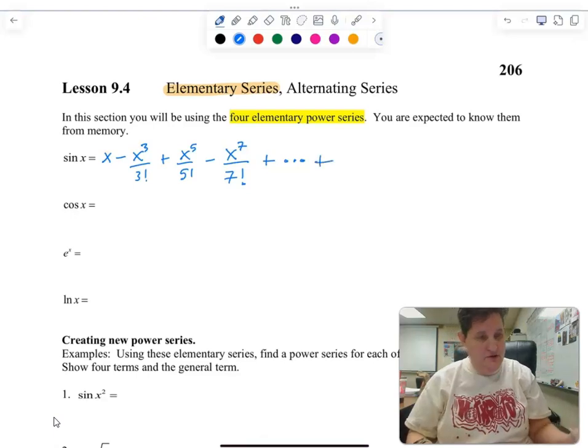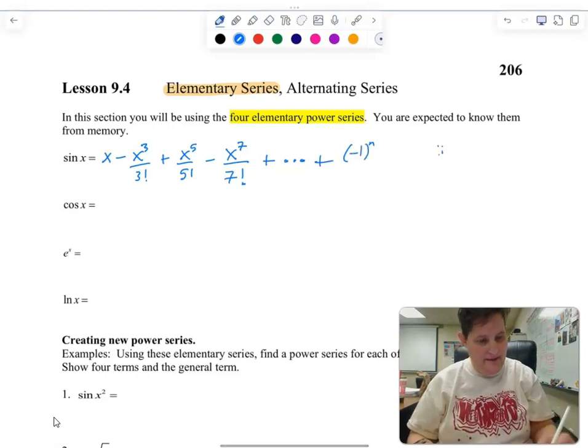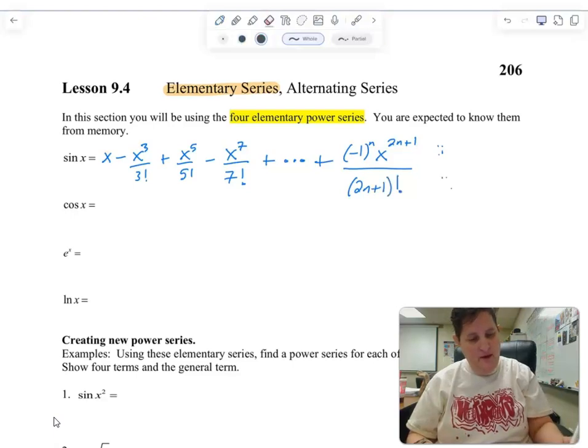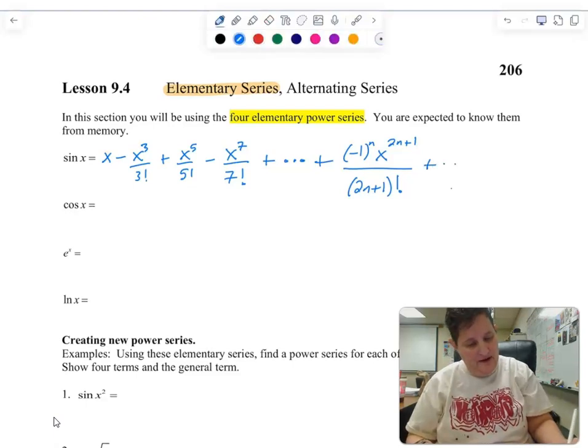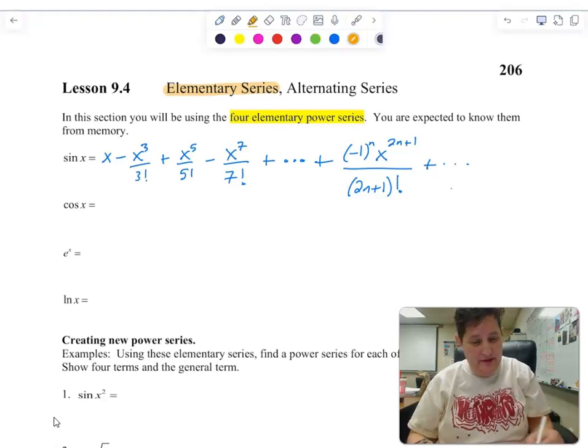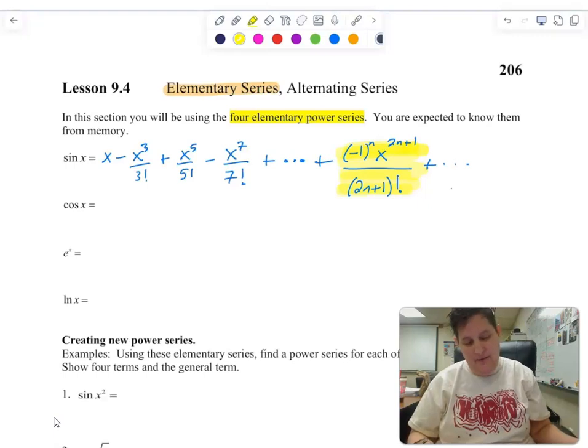Now, the general term for this goes like this: -1 to the n, because it alternates, x to the 2n plus 1 over 2n plus 1 factorial, and then we put plus dot, dot, dot. You do not, for the AP test, really need to memorize the general term. I don't know if I'd worry about memorizing it. You can kind of just come up with it.